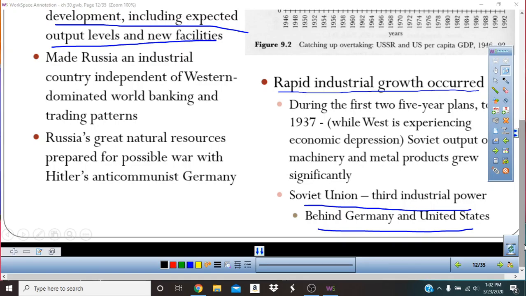And the Soviet Union would eventually become the third industrial power in the world, only behind Germany and the United States.